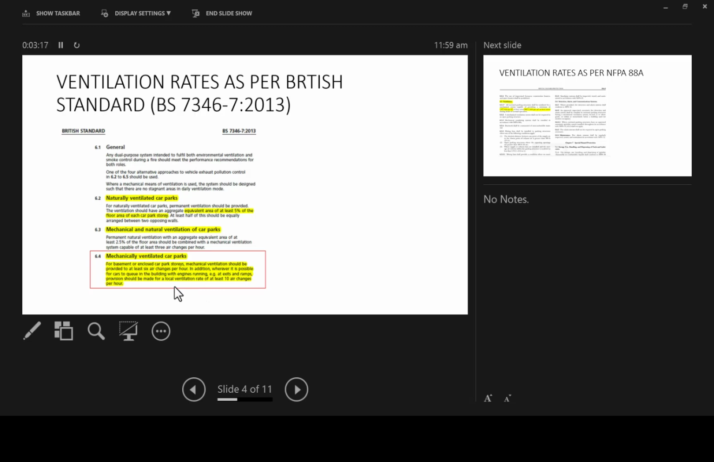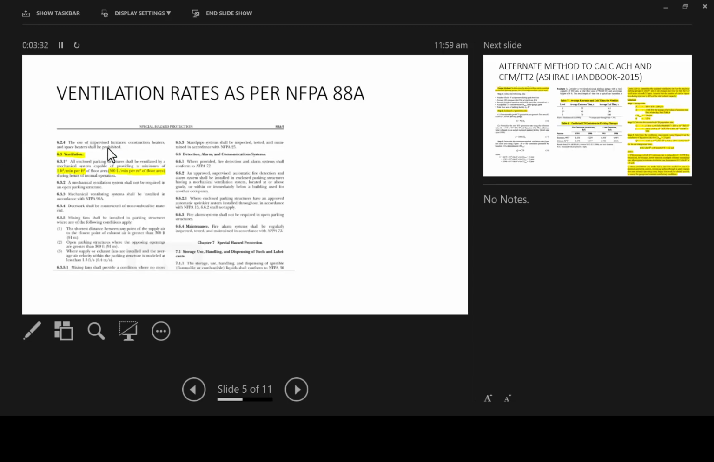As per NFPA and as per ASHRAE, if the car park is open, you don't need to do a mechanical ventilation, it will be naturally ventilated. So it's for enclosed parking systems, not for open.